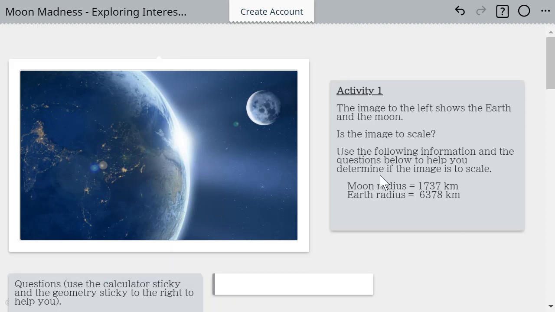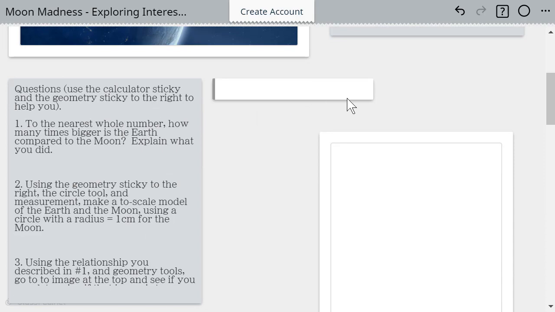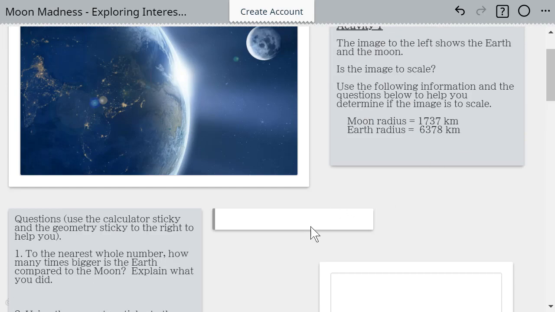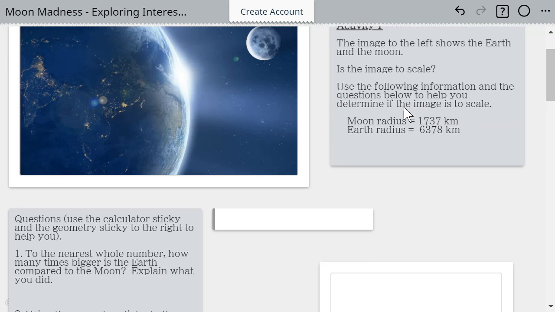So they're given a bit of information about the moon and the earth, the radius of the moon and the earth's radius in kilometers. And then the questions they're asked relate to those numbers. How could you use those numbers to answer some of these questions? So the first one is, to the nearest whole number, how many times bigger is the Earth compared to the moon? So this is involving students understanding that you could set up a ratio and figure out what's the ratio of Earth to moon and then round that up.